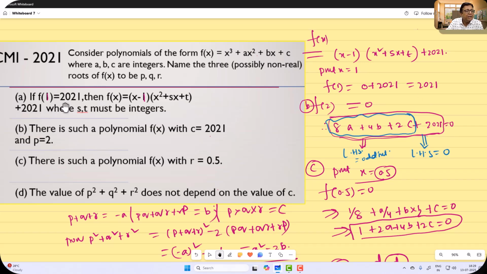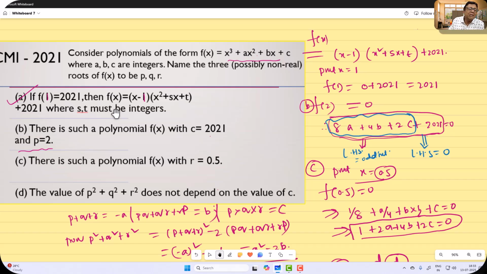They asked you to check. If f(1) is this, then f(x) is this. Yes, because first thing, this is a cubic polynomial. Coefficient 1, here also the coefficient remains 1. The factor they have given, here we know that factor is going to be. So the first option is definitely correct. Can I go with this option also? c equal to 2021 and p equal to 2. c equal to 2021, they are not changing.